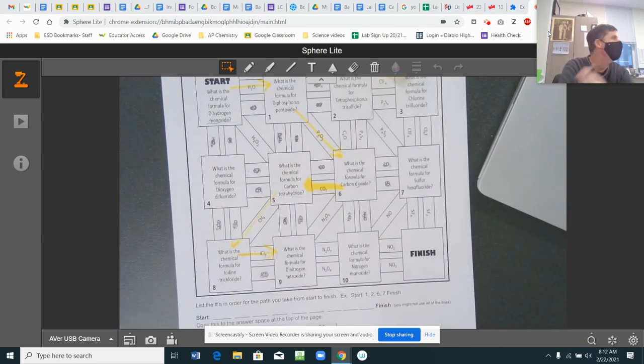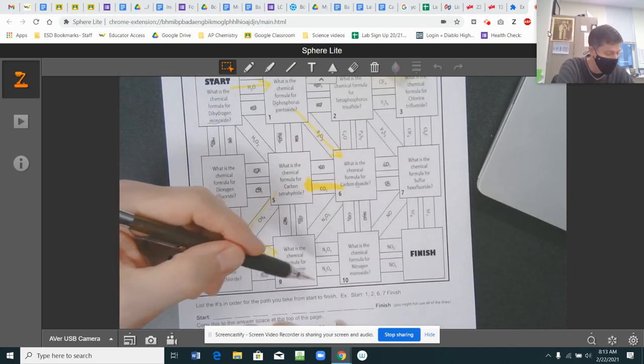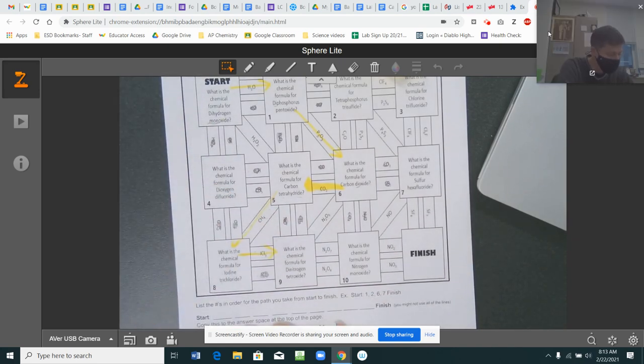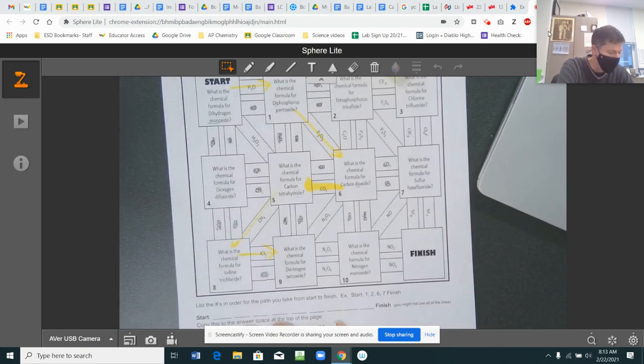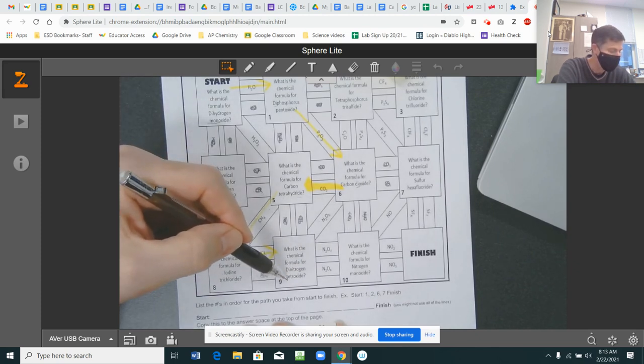So dinitrogen is 2 N's. So we can go through and do that. All right. 2 N's, great. 2 N's, not so great. 2 N's, definitely not great. So all 3 of those have 2 N's. So now we got to go to the next piece.